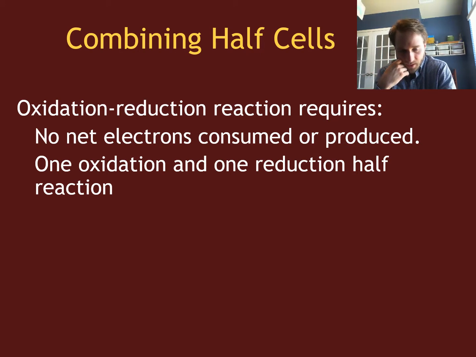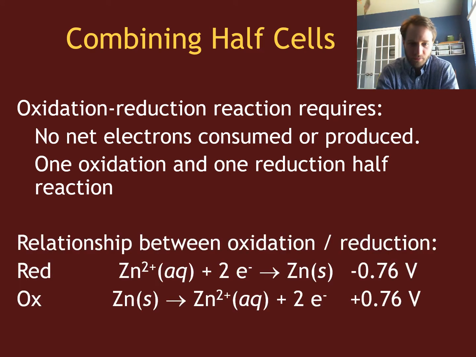But we often create these redox reactions by thinking of two half reactions, a reduction and an oxidation half reaction. Here we have two different reactions, well actually the same reaction but flipped. And I've written what's called the cell potential for these reactions. You notice the cell potential here is just the negative of each other, and that is a property of the cell potential.